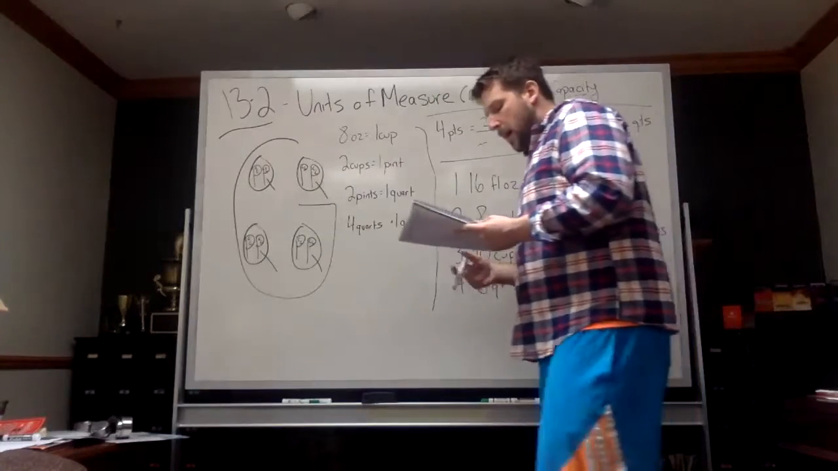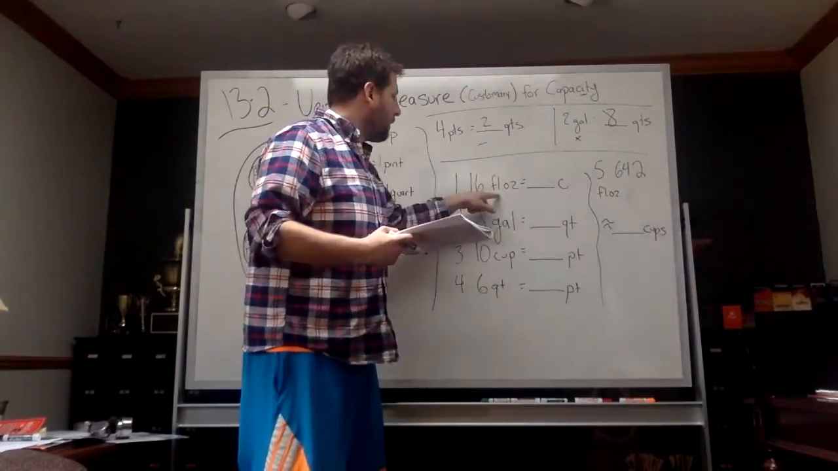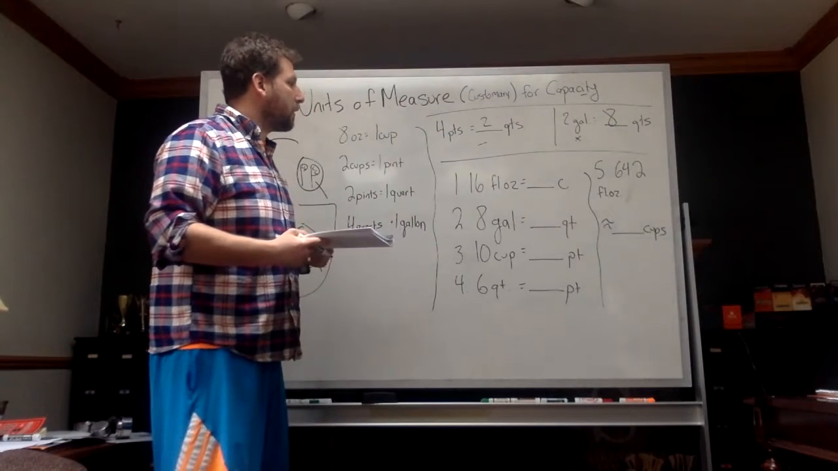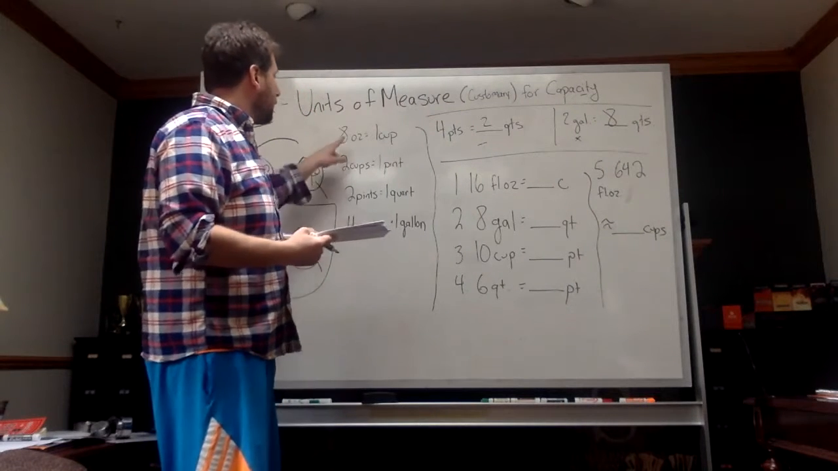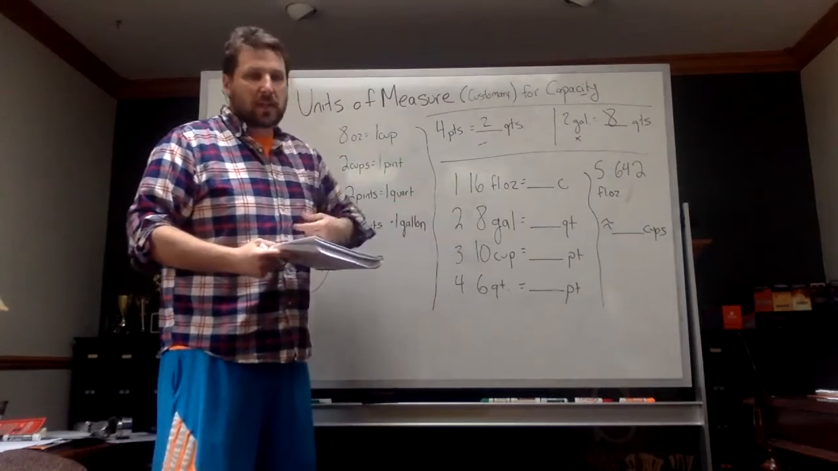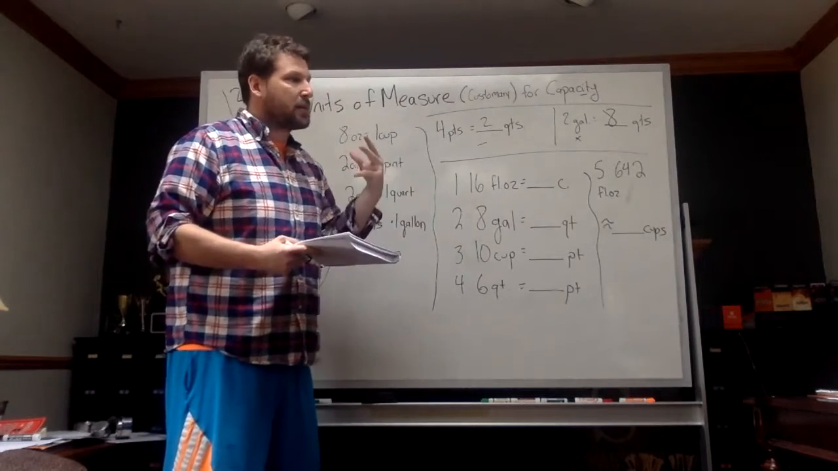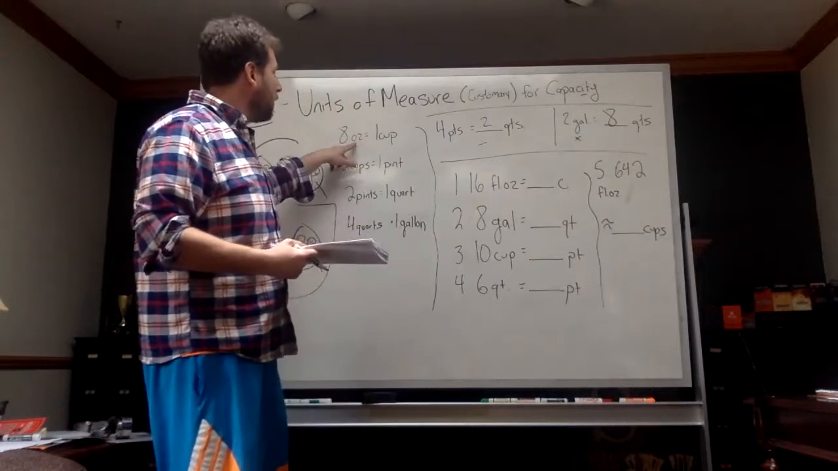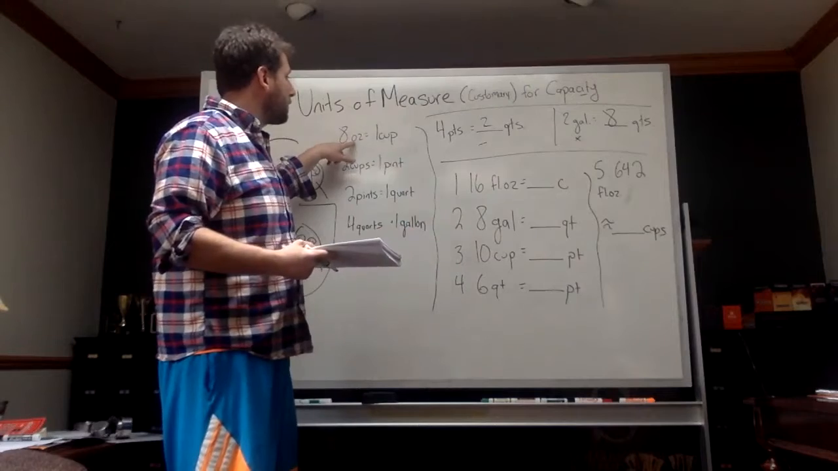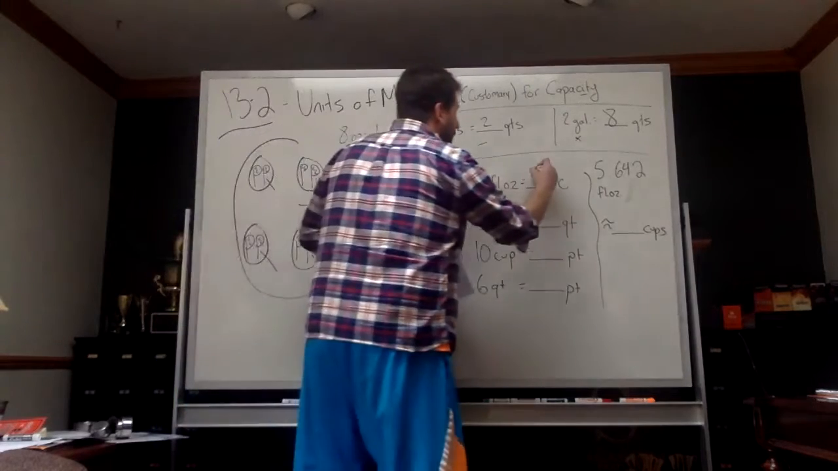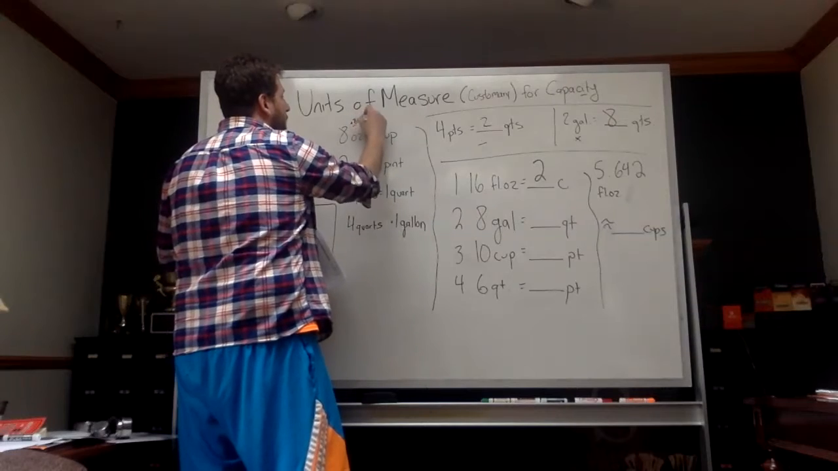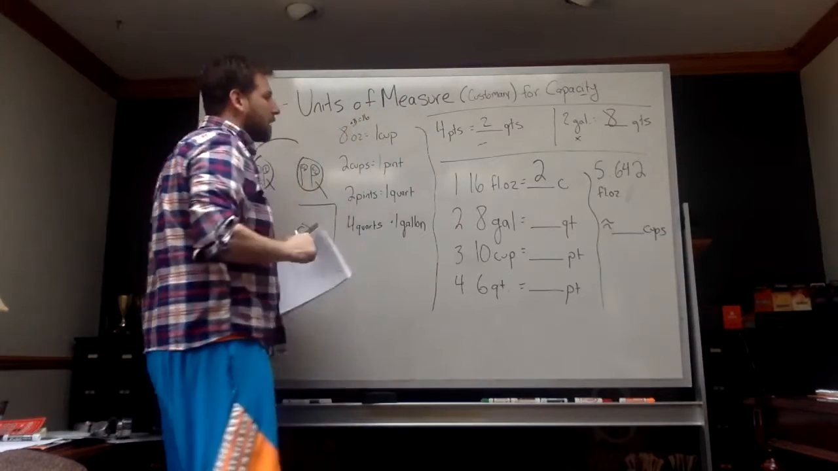Some of the questions on the bottom say, how many cups are there in 16 fluid ounces? So we take this 16, and we want to see how many 8s go into it. You can do 16 divided by 2. You could say 8 plus 8 equals 16. Either way, if there are 8 fluid ounces in 1 cup, we know that 16 fluid ounces would be 2 cups because 8 plus 8 equals 16. This is 1 cup, this is the second cup.